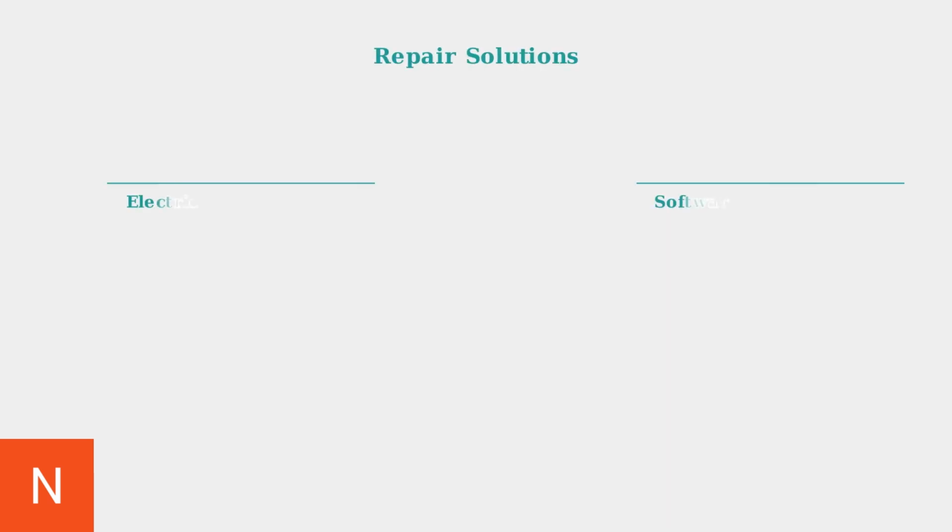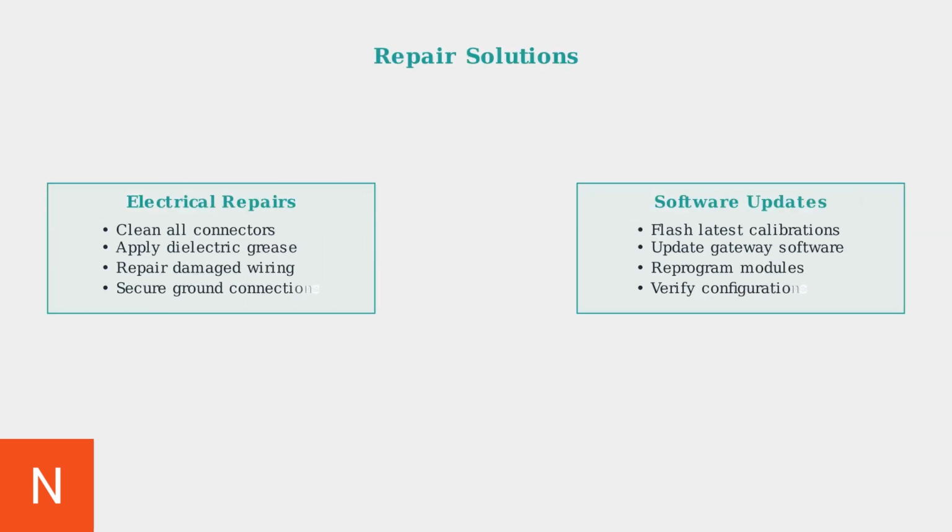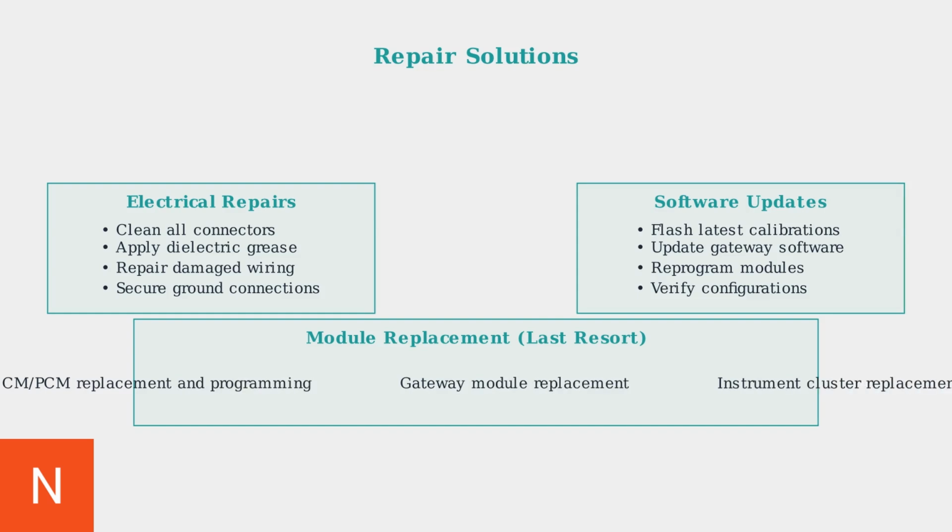Based on your diagnosis, implement the appropriate solution. Clean corroded connections with dielectric grease, repair damaged wiring with proper gauge wire, and ensure all software is up to date before replacing expensive modules. Remember that proper diagnosis saves time and money. Following this systematic approach will lead to accurate repairs and prevent unnecessary part replacement. Always start with the basics before moving to complex solutions.